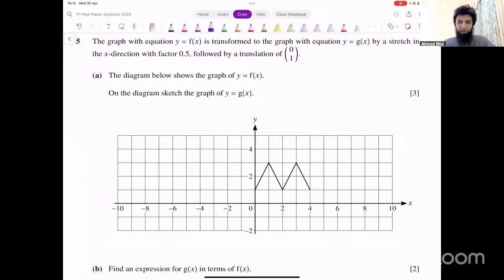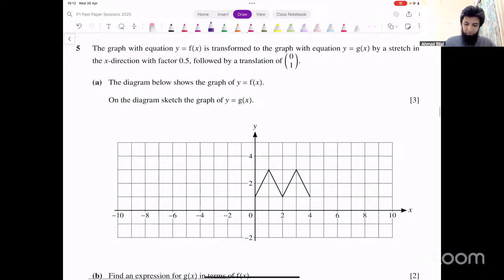So the f of x graph is given. You have to transform it to g of x. How do you do that? How do you go from f of x to g of x in this case? Let's do the stretch first of all.